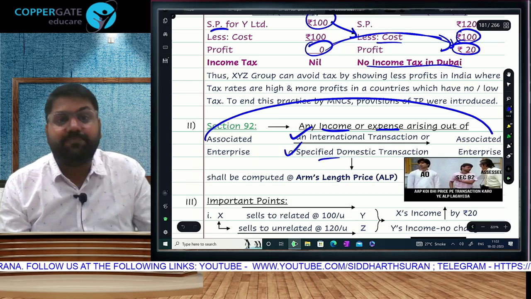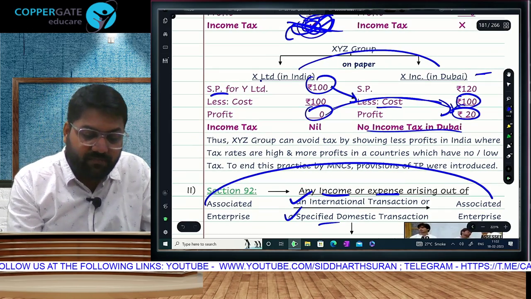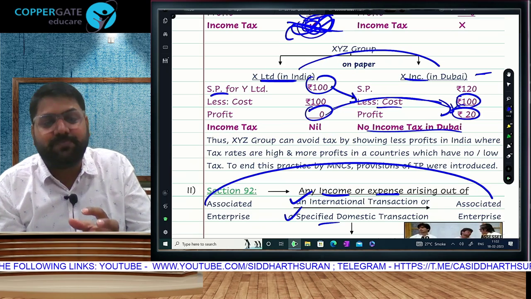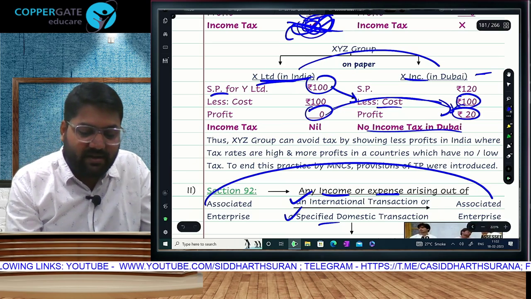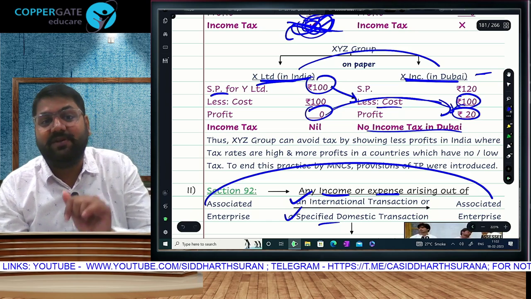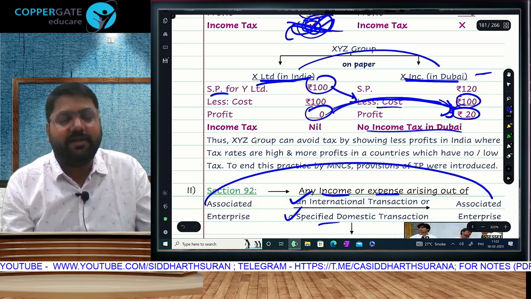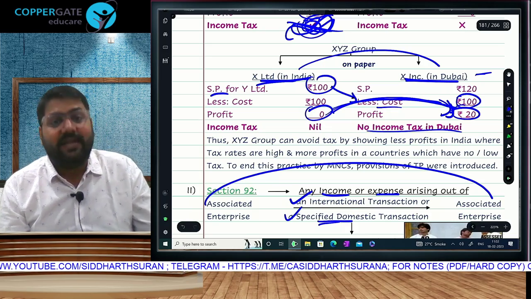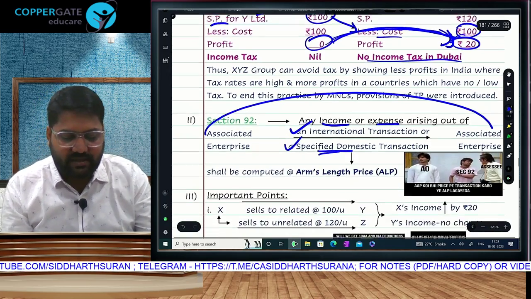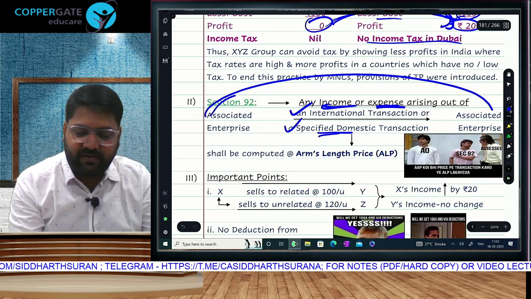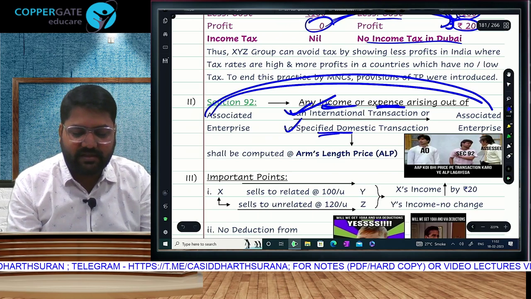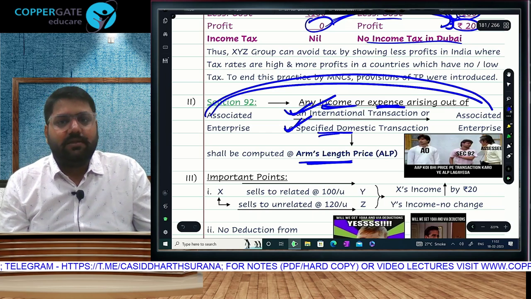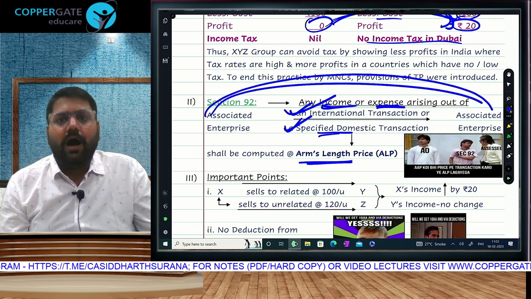or it can also be for a specified domestic transaction where you have both companies in India, but one is in a normal area and the other is in a special economic zone. So the company in the normal area will pay tax, but the SEZ company will get a deduction. The same shifting manipulation can be done in such cases also, and thus we will cover such transactions under specified domestic transaction. Any income or expense between associated enterprises, in an international transaction or specified domestic transaction, shall be computed at arm's length price.